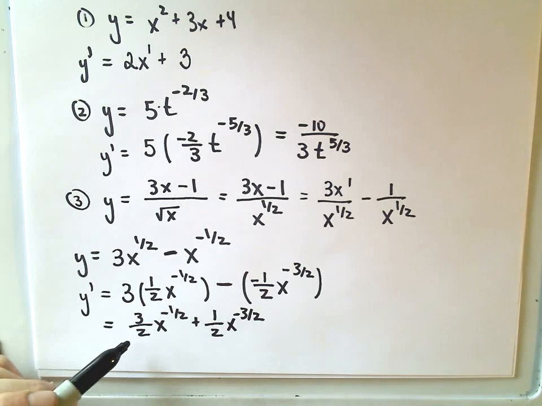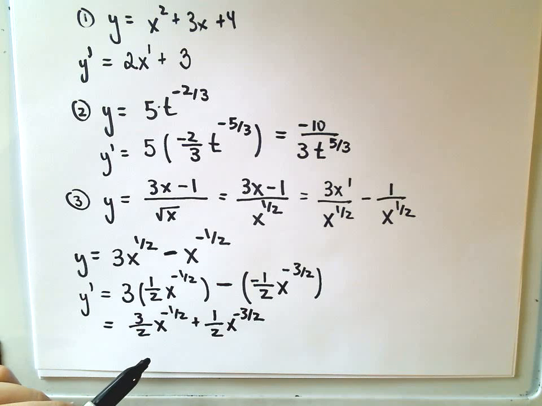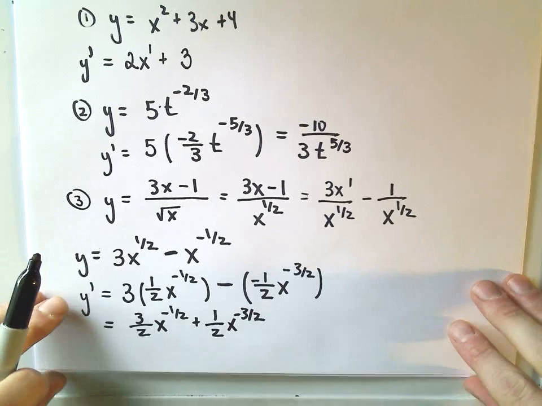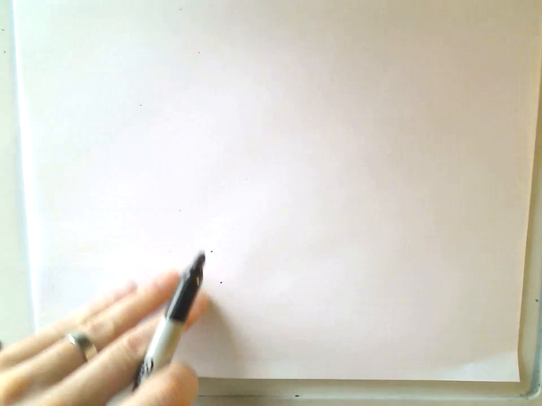So you could certainly get common denominators, put your x's back downstairs, and rewrite things. But again, let's just be focused on actually mechanically doing the derivative process. All right, so let's look at number 4 here.